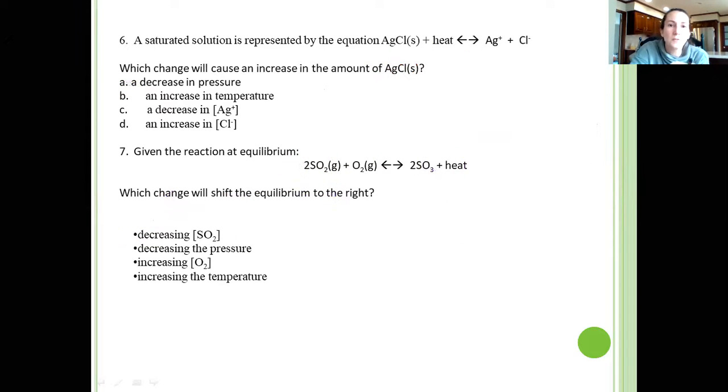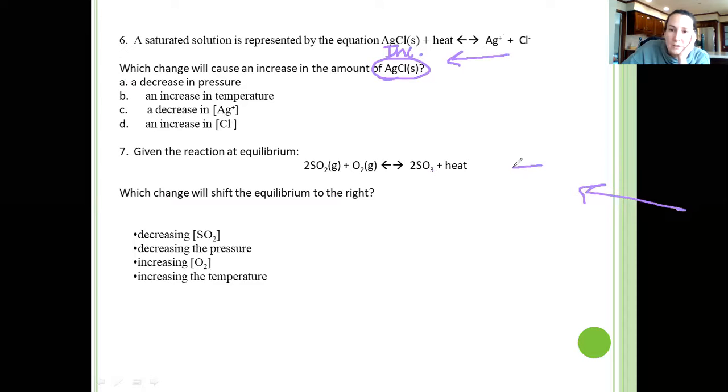Okay, a saturated solution is represented by the equation AgCl plus heat yields Ag+ and Cl−. Which change will cause an increase in the amount of AgCl? If I want that to increase, that means I have shifted left, because remember, whatever direction it shifts in has an increase. Since AgCl is on the left, this means this is a left-hand shift.